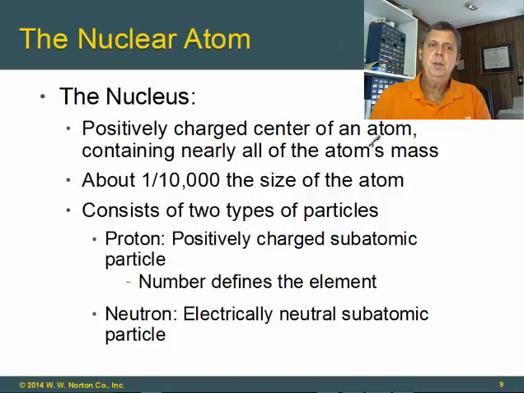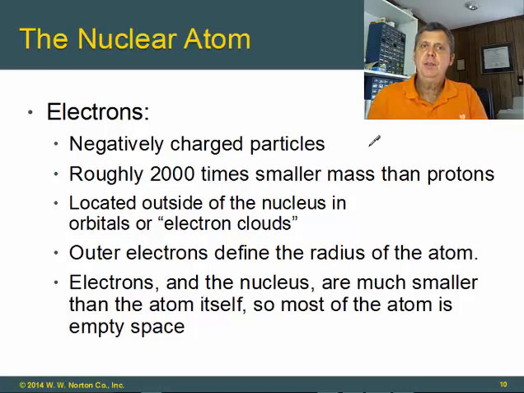So the nucleus itself, we now know, is positively charged at the very center of the atom, and it contains most of the mass of the atom. Over 99% of the mass is in this very small nucleus. In fact, this nucleus is about 10,000 times smaller than the radius of the atom itself. The nucleus consists of two main types of subatomic particles. One is a proton, which is positively charged. The other is a neutron, which is neutral, which kind of goes along with its name. In addition, protons are what define the element itself. All atoms of a given element have the same number of protons, which we'll discuss is the atomic number. That's what defines a particular atom.